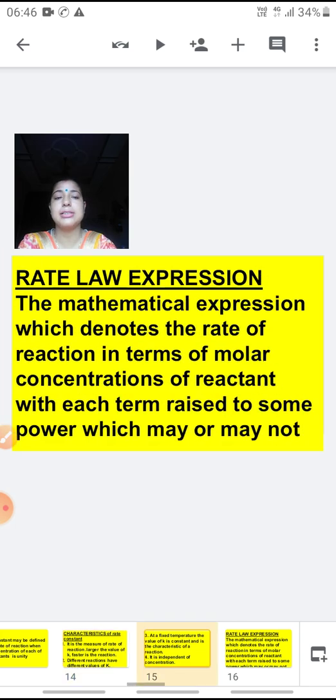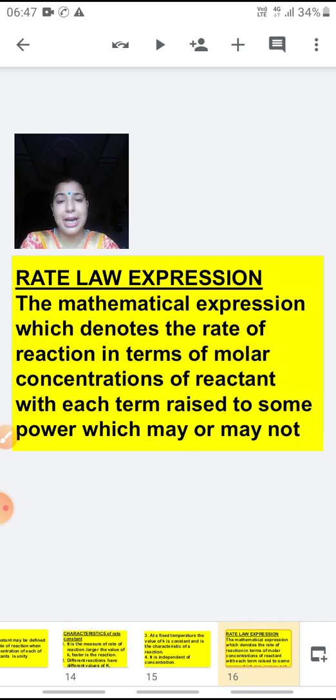Now, next we have to start with the rate law expression. Now, from where did this rate law expression come? It came from the law of mass action only. It is specific. We are studying about the rate law expression. What actually is rate law expression?